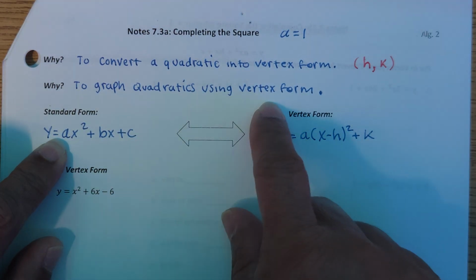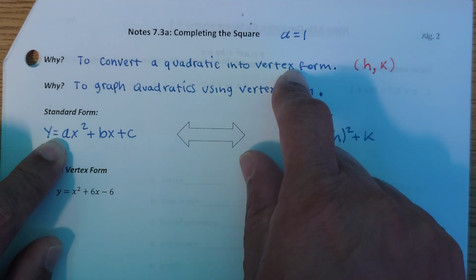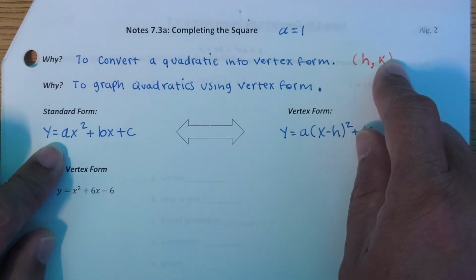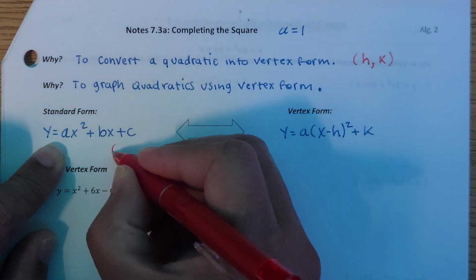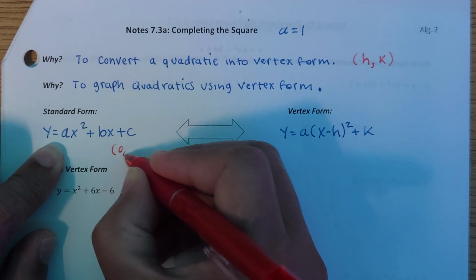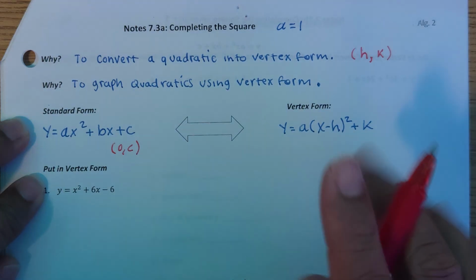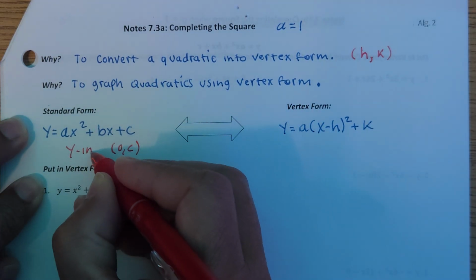To graph quadratics using vertex form, we convert using completing the square, then we can graph them because we can see the vertex. Don't forget, from standard form, we can see the value of c, which is the y-coordinate at the y-intercept. So this again gives you the y-intercept coordinates.